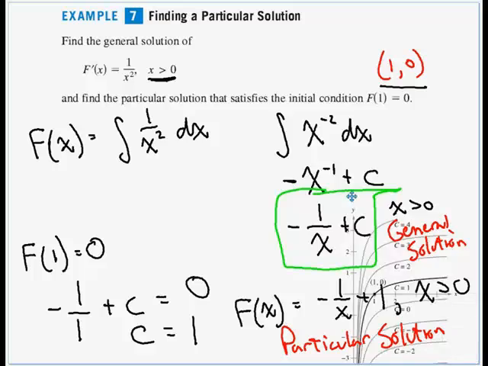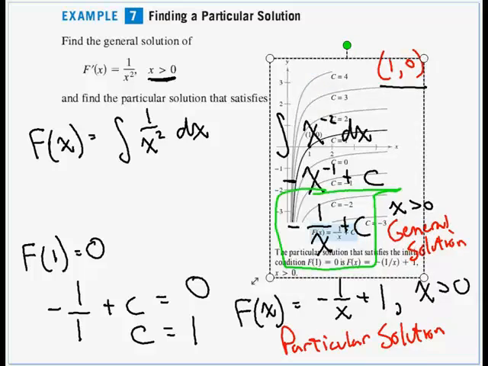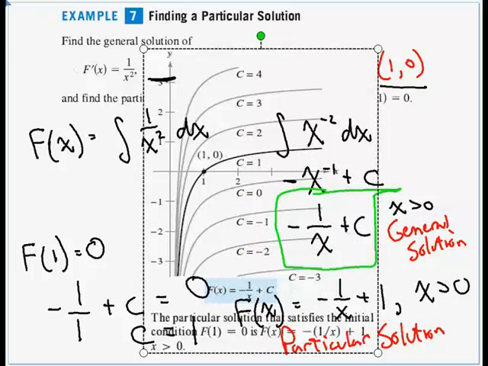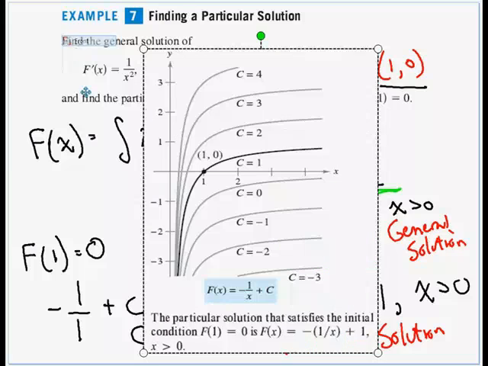It looks like down here we have a graph. Let's look at what this looks like graphically. So in the light gray are all the functions in the family of antiderivatives, -1 over x plus c with different constant values. But we were given an initial condition.